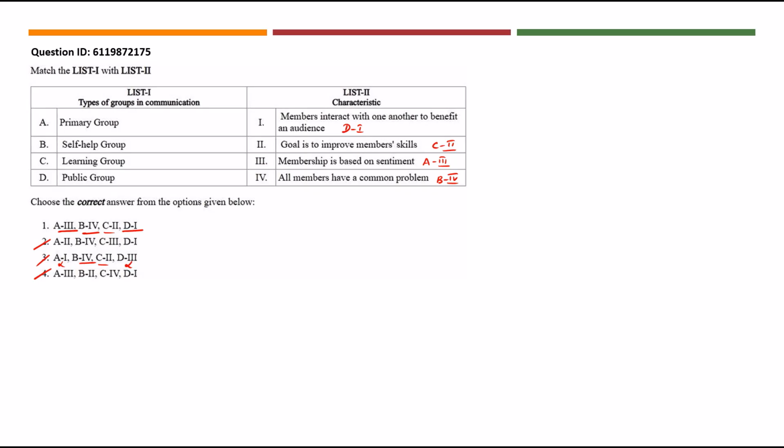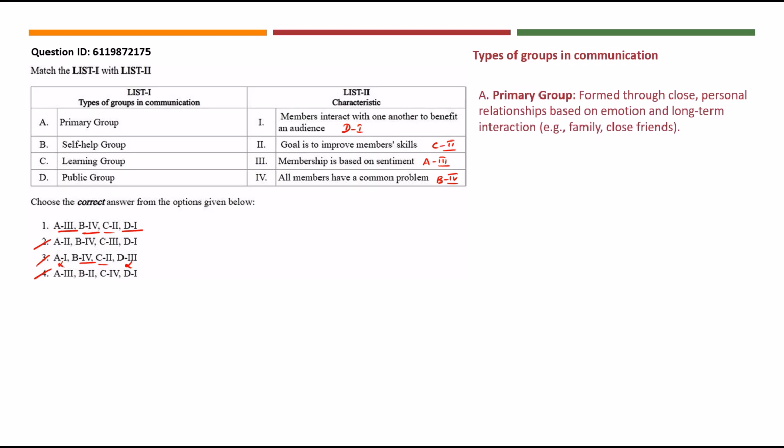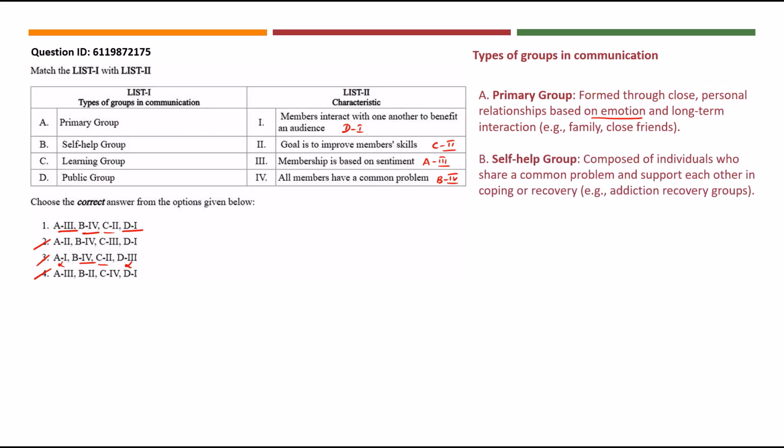Now we will check whether this mapping is perfectly syncing with the correct answer. The types of groups in communication. Primary group: formed through close personal relationship based on emotion and long-term interaction. This emotion is what they have mentioned as membership is based on sentiment. The family circle, the close friend circle will be the primary group. A is definitely 3.